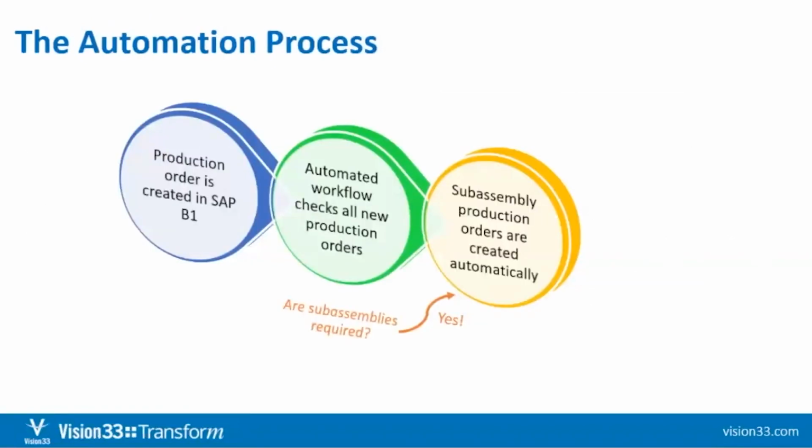What's the process? Well, first off, as you create a production order in SAP Business One, in the background, an automated Saltbox workflow checks all new production orders, and it asks the question, are sub-assemblies required? And if the answer is yes, then sub-assembly production orders are created automatically.